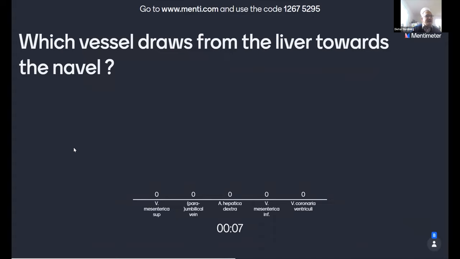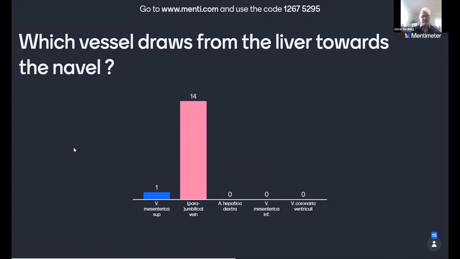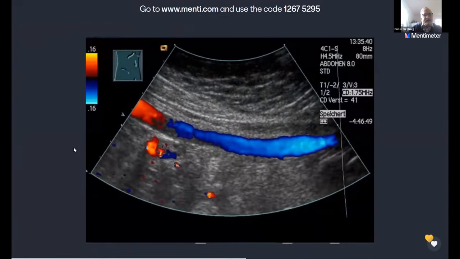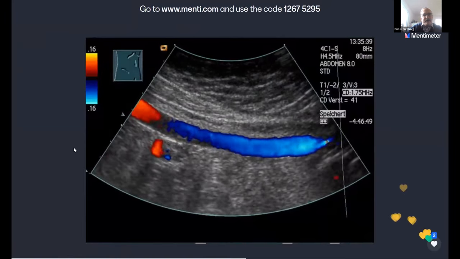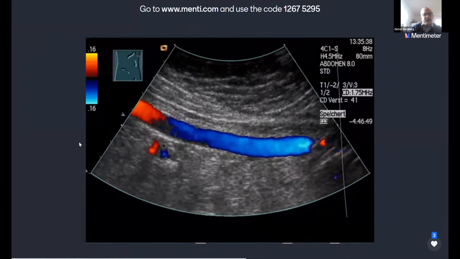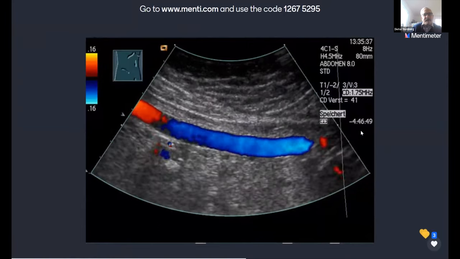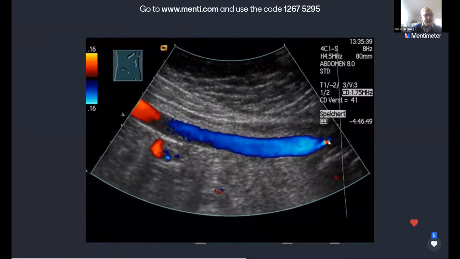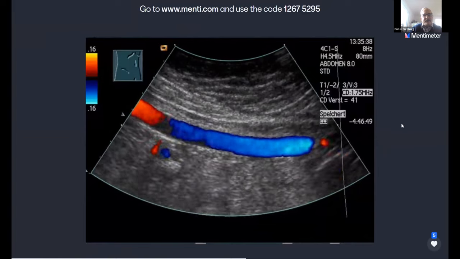Remember, it was a syndrome. Yes, nearly everyone is right. Perfect. That is the paraumbilical vein. It's going on the right side near the umbilicus, and sometimes you can find there convoluted vessels, the caput medusae internus. Next one, please.